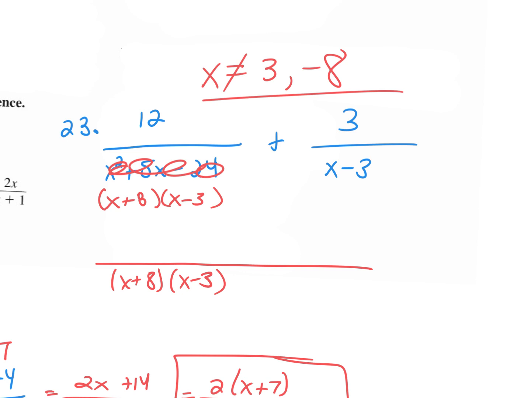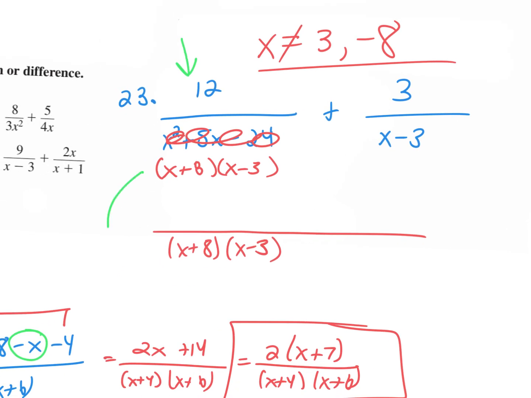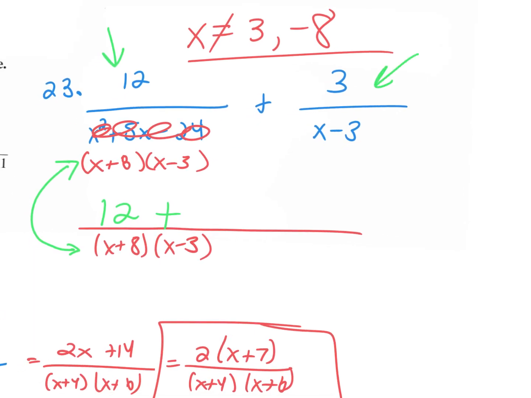So now let's look at what each fraction has and what it needs. If I look at the numerator and the denominator, let's compare. Do I need to multiply anything here to make those two denominators look the same? No, it's already fine. So we're just going to write the 12. Plus, my second fraction has the x minus 3. What is it missing? The x plus 8. Good. So this is 3 times x plus 8. Perfect.